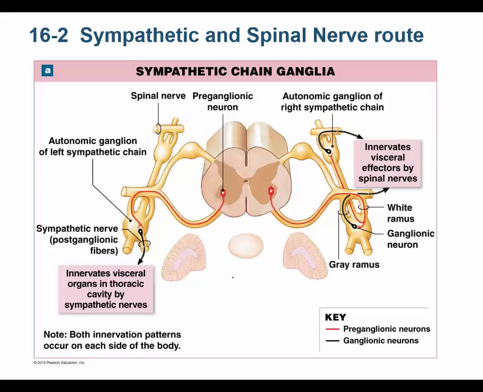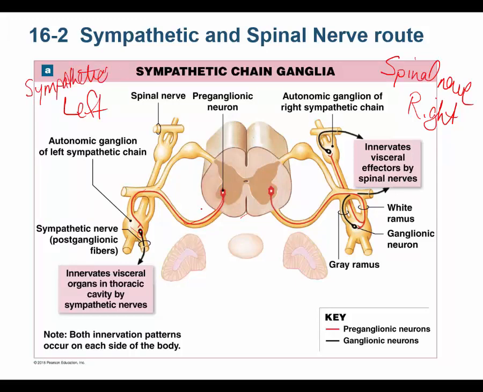What you can see here is this. You always have this preganglionic neuron, the red one, and it is always going to synapse with this postganglionic neuron. Where it synapses depends on what route it's taking. What you're looking at here is the sympathetic chain ganglia route, but the one on the left is a slightly different route than the one on the right. The one on the right is called the spinal nerve route, and the one on the left is called the sympathetic nerve route. Now that's different.